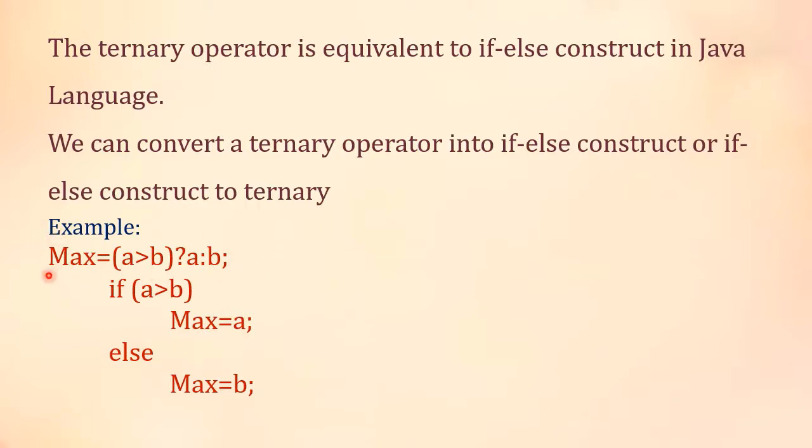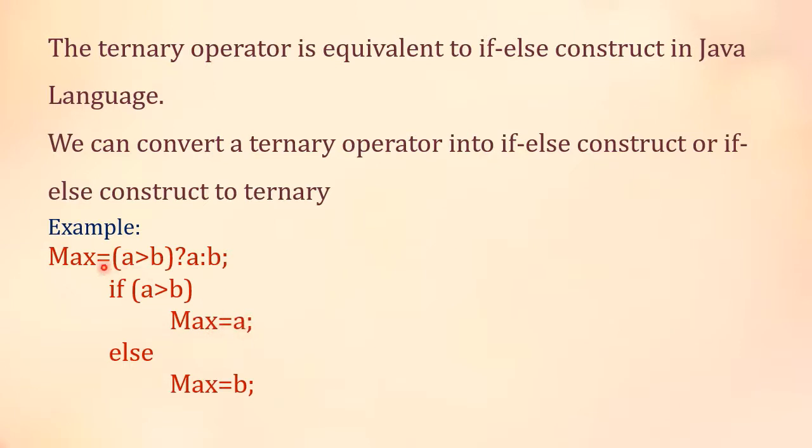This statement we can convert into an if-else block. How do we have to convert it? First we have to write the keyword if, followed by a condition. What condition do we have to write? In the ternary statement we write the test expression, right? That same expression we have to write here. Then if this is true, what will happen? Max will hold the value A, right? So the same thing here we have to write: max is equal to A.